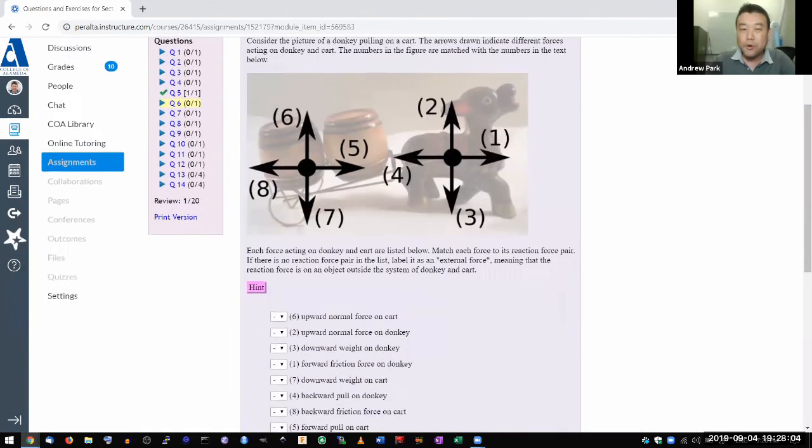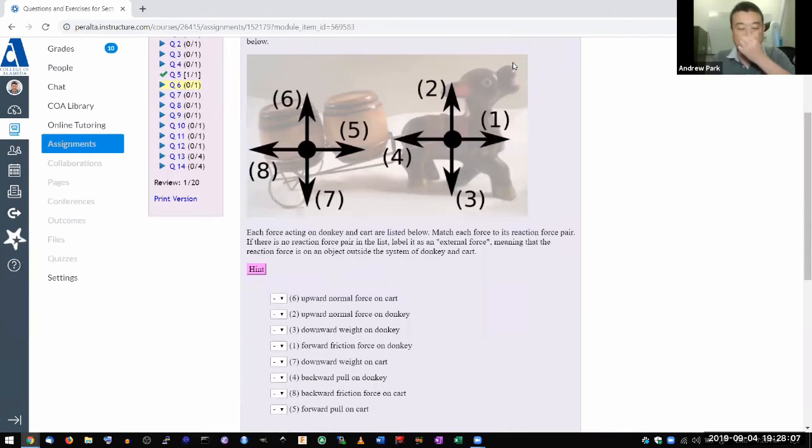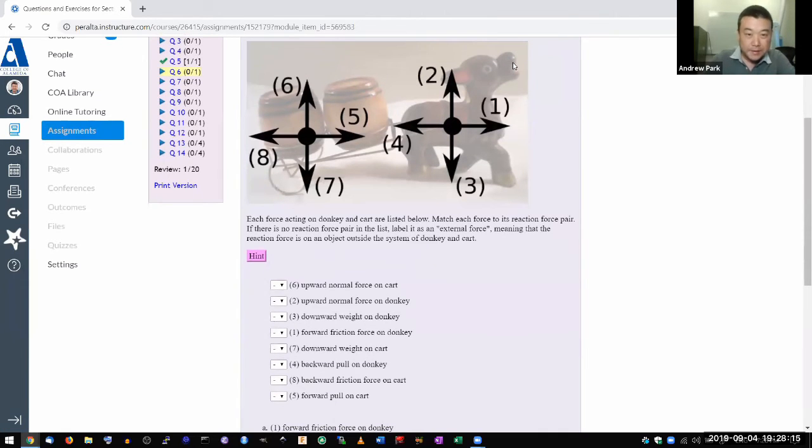Question six looks a little more complicated because there are more forces, but I think the extra forces just mean there are more external forces. Let me point out which ones are external forces. Both of these, 7 and 3, are external forces, because they represent a downward pull of gravity. Gravity is due to Earth, so the reaction force must be on the Earth, which is not in my system.